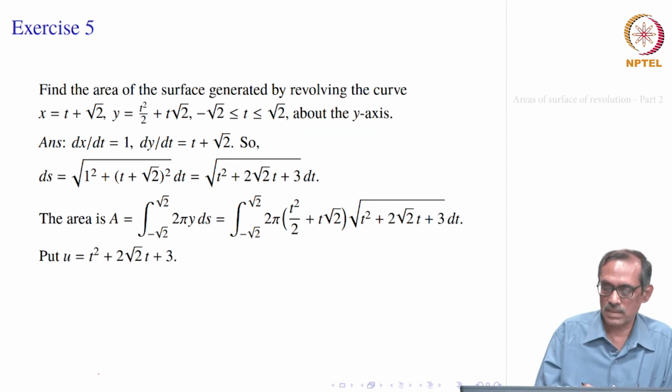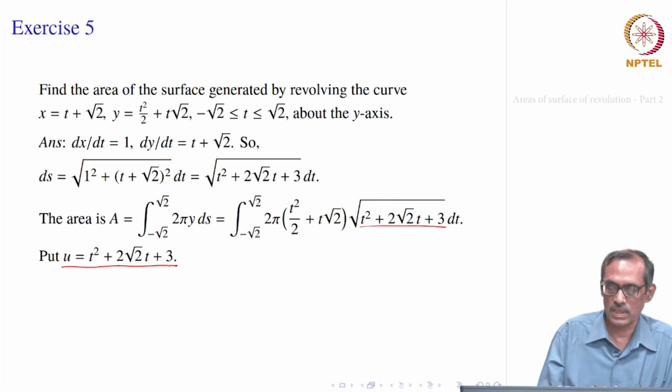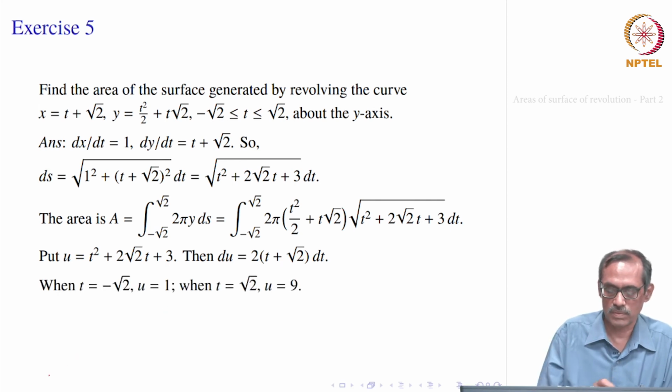So, how do we integrate it? The problem is t square plus 2 root 2 t plus 3. So, let us take that to be u. Let us substitute u equal to t square plus 2 root 2 t plus 3. Then we get du, take its differential, that is derivative times dt. So, that becomes 2 t plus 2 root 2, so 2 into t plus root 2. The 3 gives 0. So, this times dt is your du.